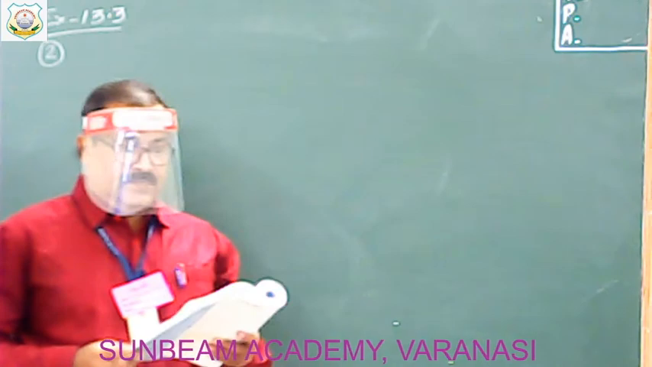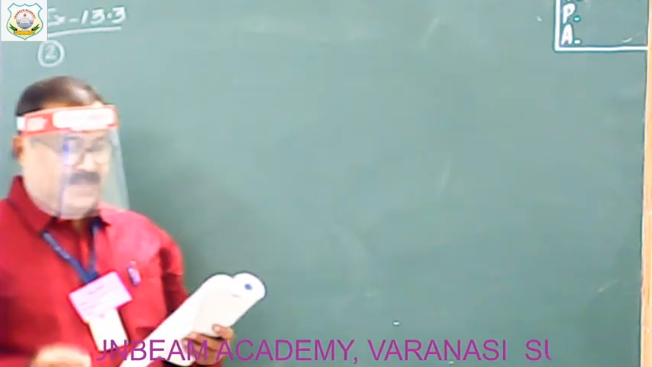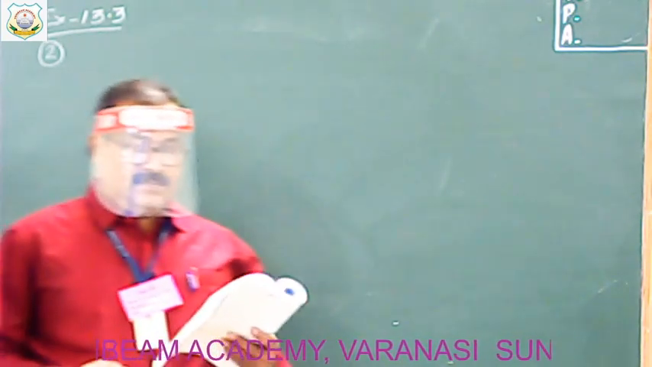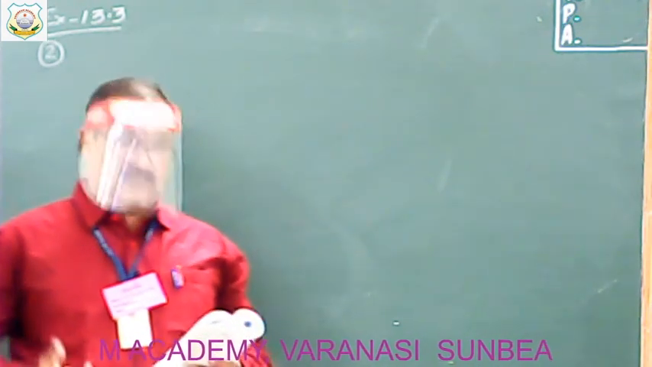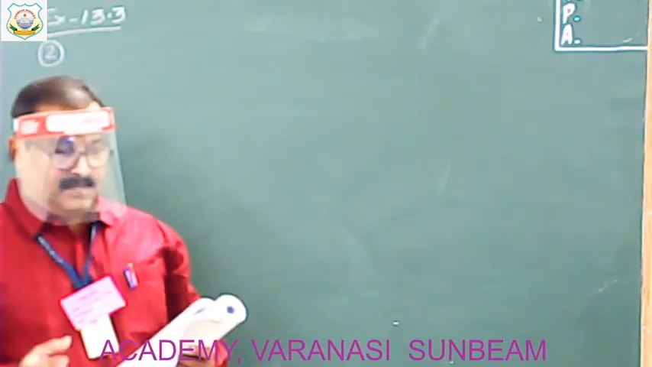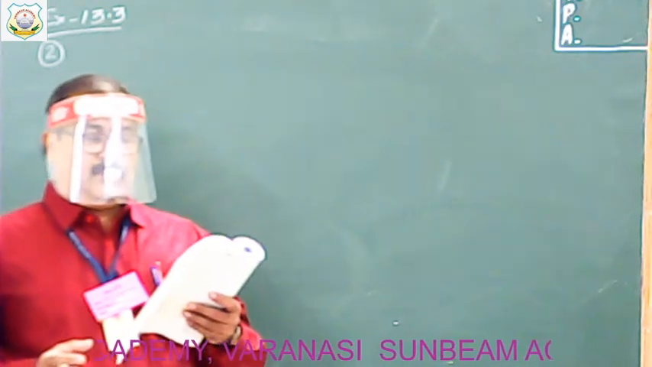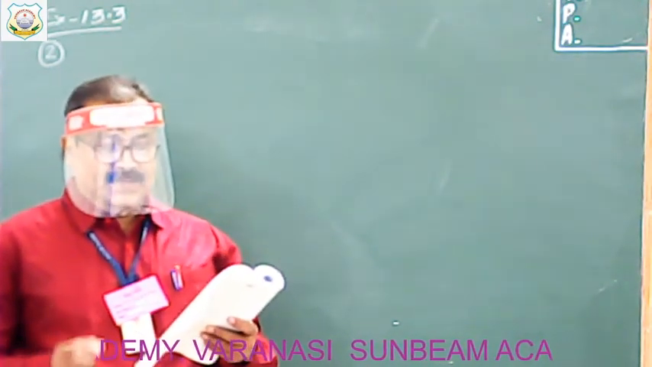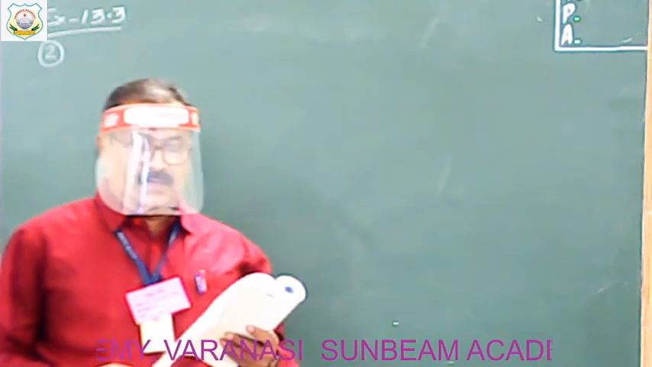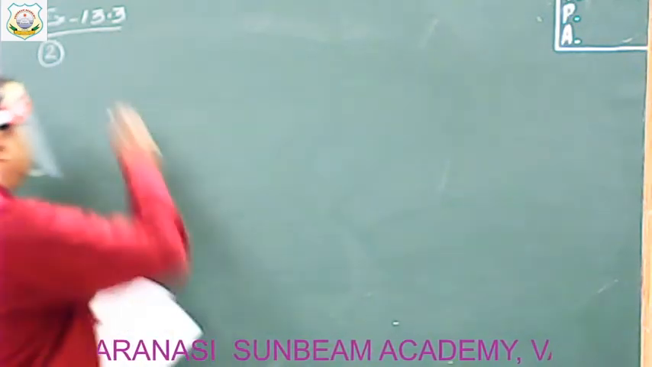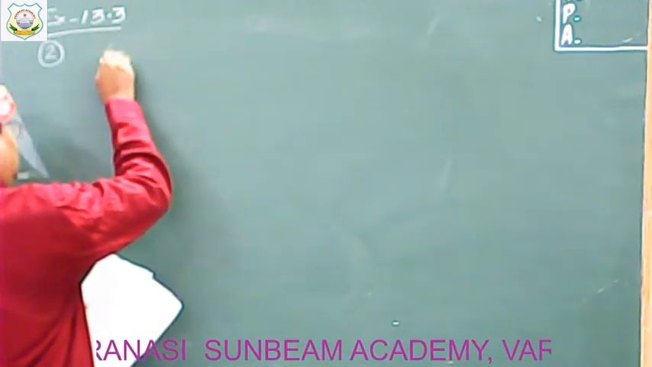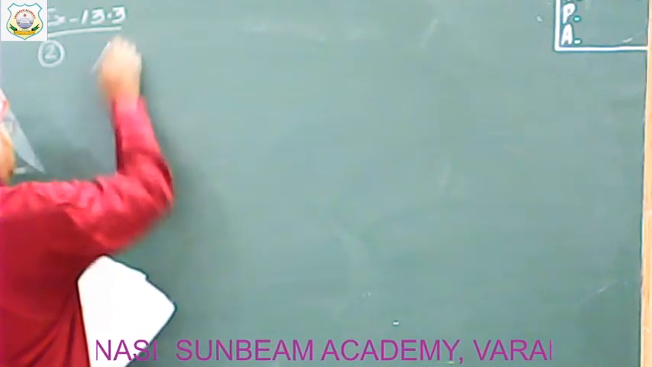Find the curved surface area of the cone. Its slant height is 21 meters and the diameter of its base is 24 meters. Direct question. Okay, we have slant height, denoted by l.